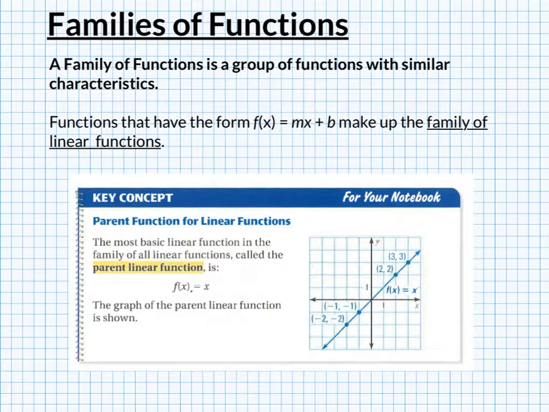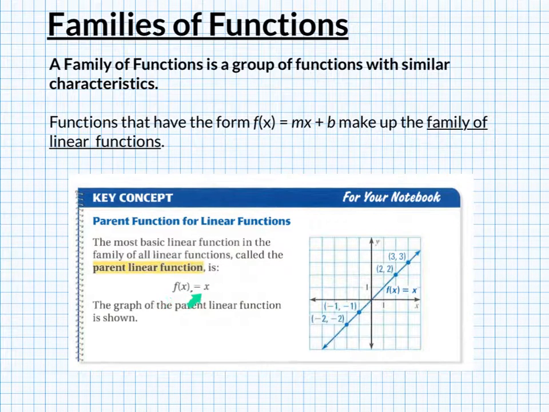Now, every family of functions has what's called a parent function. The parent function is the most basic version of all of the functions in that family. For linear functions, the parent function, the most basic version, is f of x equals x, right? There's no number that's being added on, so there's no y-intercept, and we have no coefficient here. There's no number written in front, so the slope is just 1.